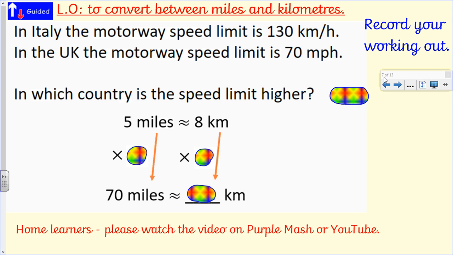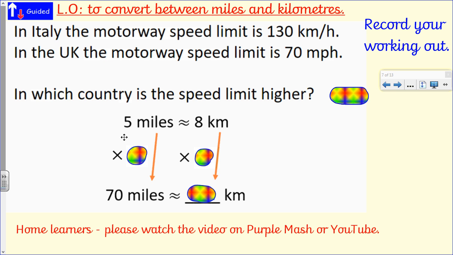Right. So a little word problem for you here. So in Italy, the motorway speed limit is 130 kilometers an hour. In the UK, the motorway speed limit is 70 miles per hour. So that's what these two things stand for: kilometers per hour, miles per hour. In which country is the speed limit higher? And we're going to use our same fact to work this out. So we can change our miles into kilometers. So 5 miles is 8 kilometers.